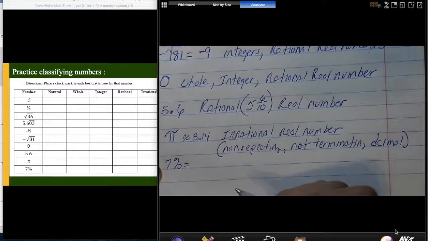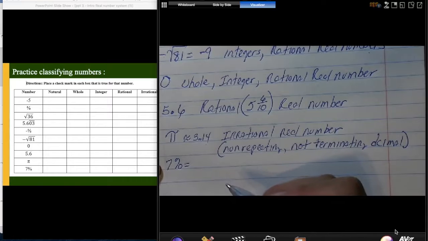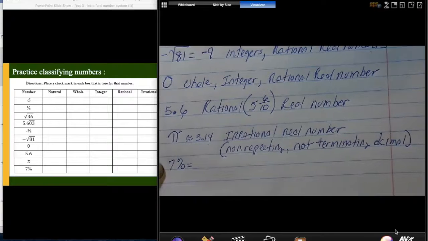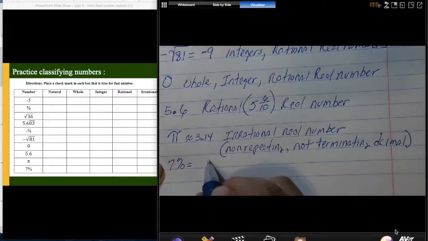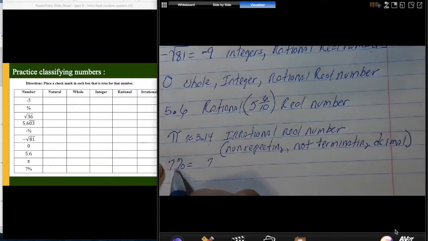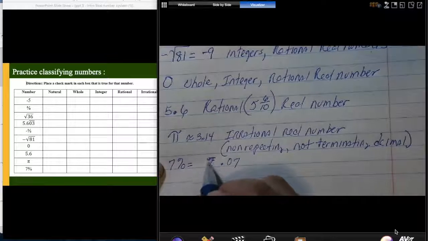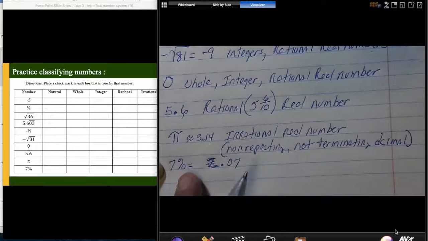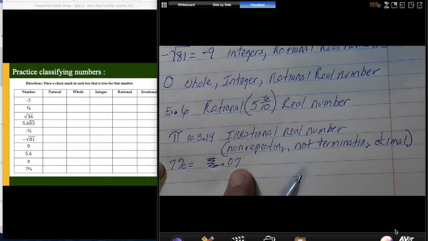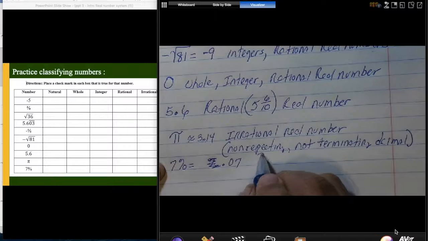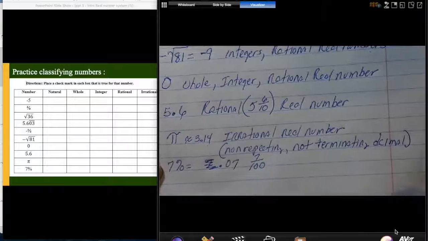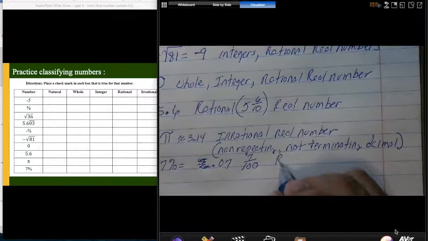Remember that 7% is a rational number. If I were to drop the percent sign, then it is just 7. If I convert it to a decimal, it is 0.07. So 7% is 0.07 or 7/100. There we go. That's better. And so it is a rational number.